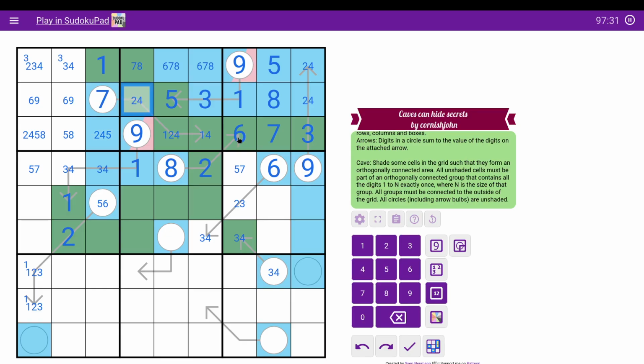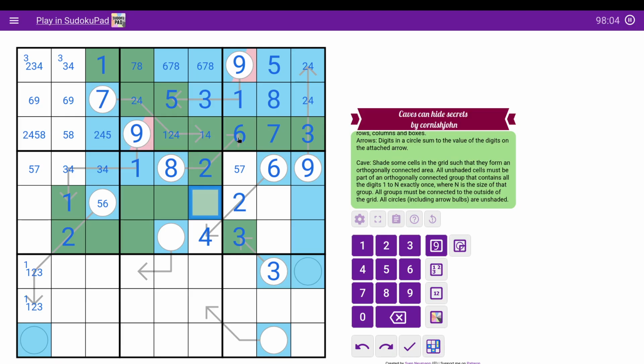Two, 1, 4. If these are unshaded, that is a 5. That is a 6. This is a 1, 3. This is a 3. This is a 4, 3. 7. Okay, we have a digit here. We should work with the digits we have.